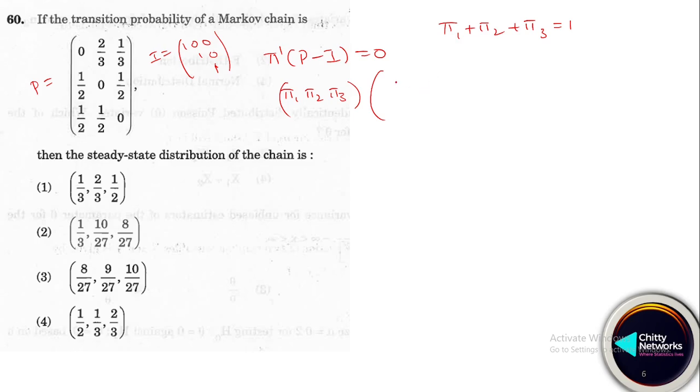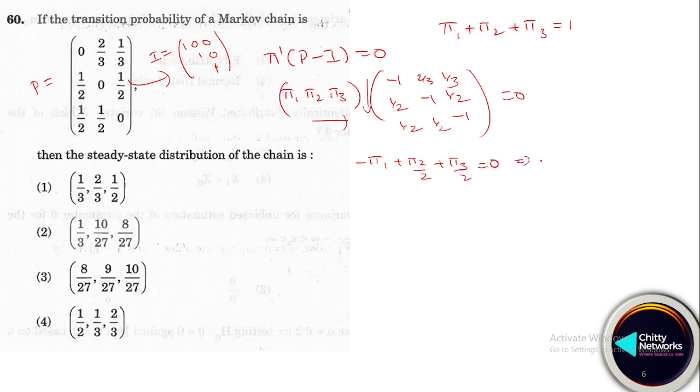If you subtract P minus I, what you get is minus 1 in the diagonal entries, and the rest of the entries are as they are: 2 by 3, 1 by 3, 1 by 2, 1 by 2, and again 1 by 2, 1 by 2. So this will be equal to 0. Now if you multiply this row and this column, you get minus pi 1 plus pi 2 by 2 plus pi 3 by 2 is equal to 0. This implies pi 1 is equal to pi 2 plus pi 3, the whole divided by 2.